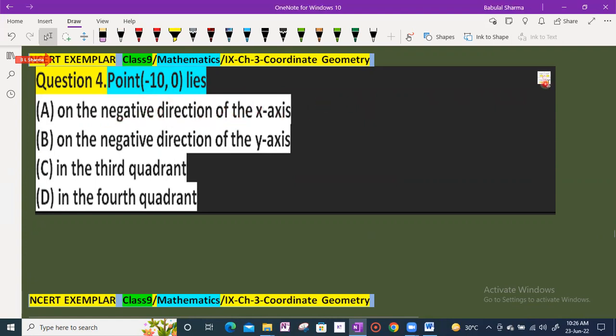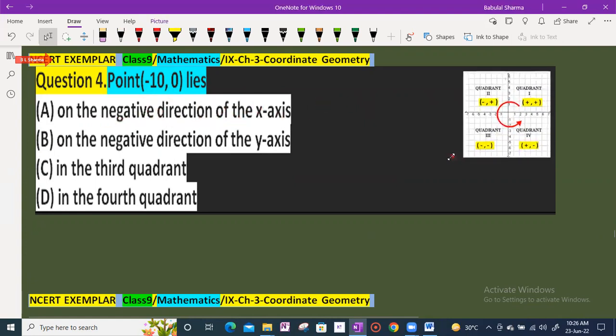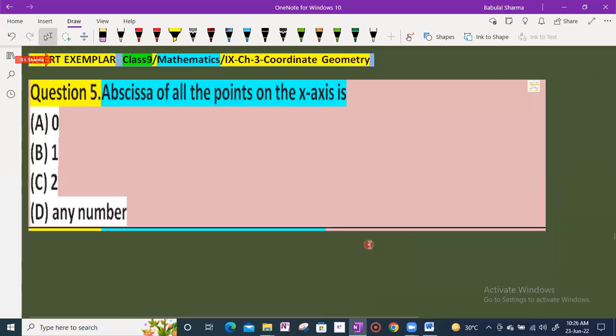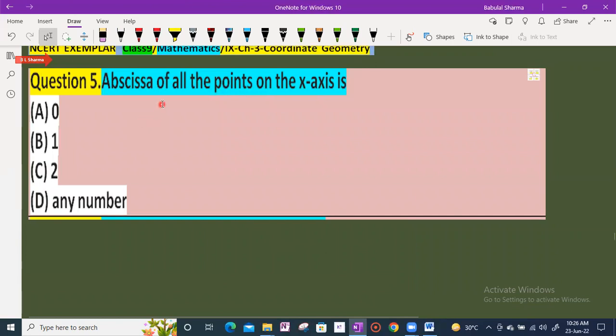on the negative direction of x-axis. Yes, this point will lie here, this side here, that is -4, -5, -6, -7. This point will lie on x-axis in the negative direction of x-axis. So A is the correct option. Next question on your screen.